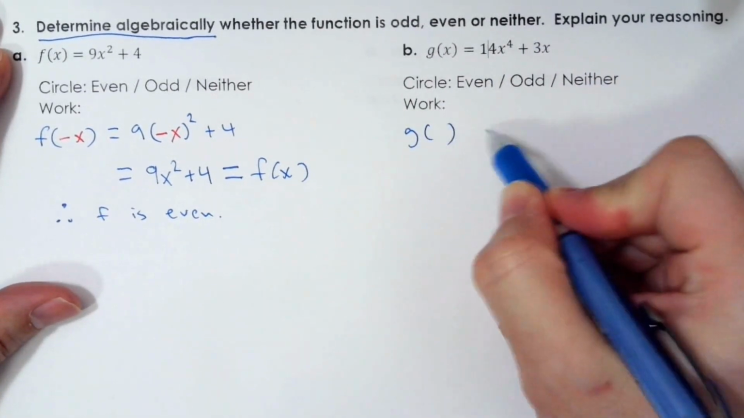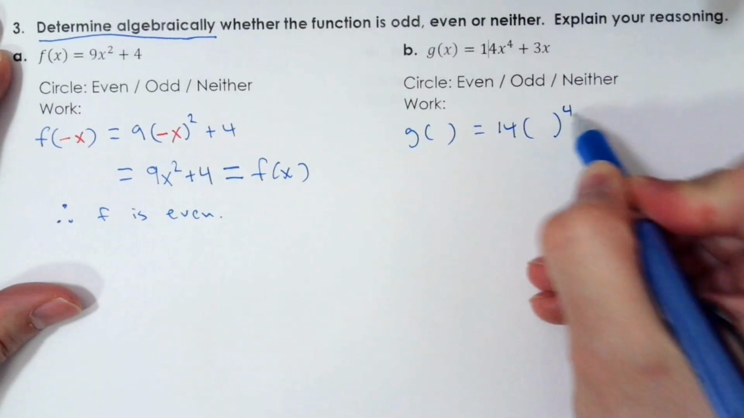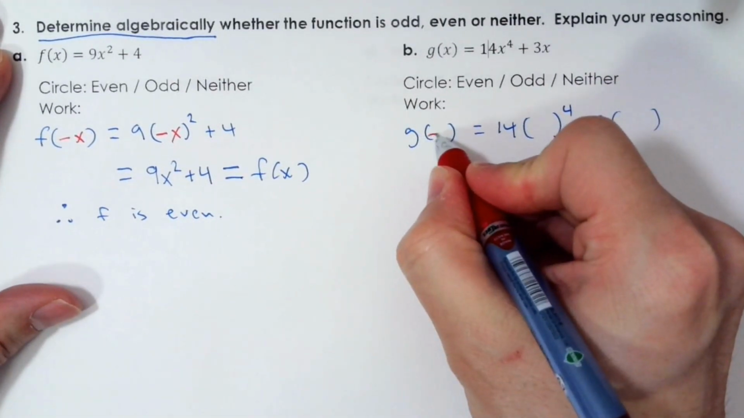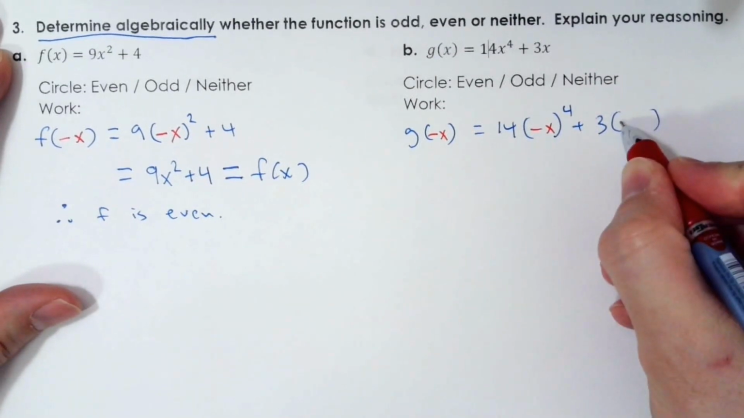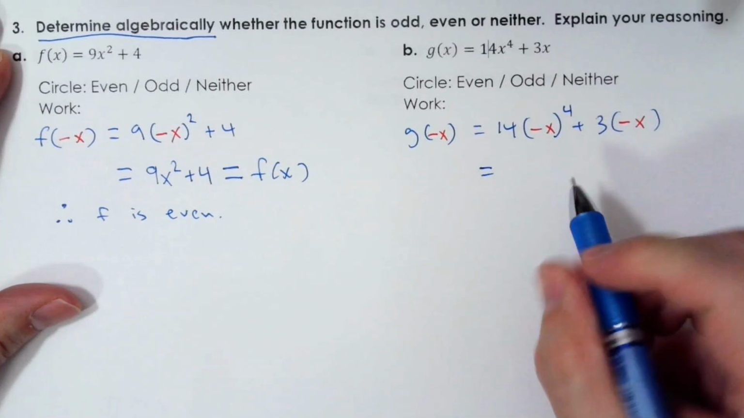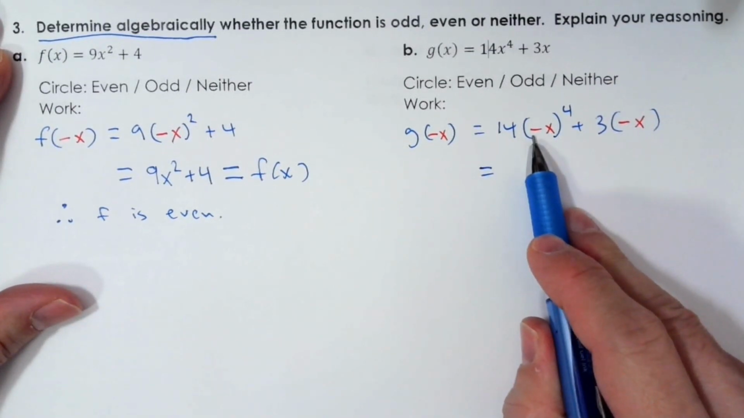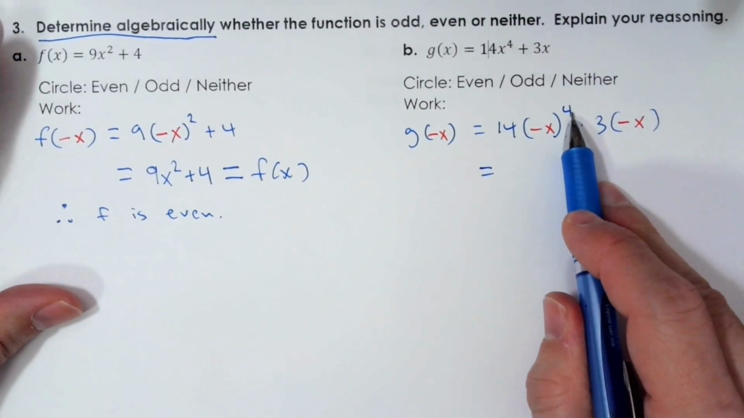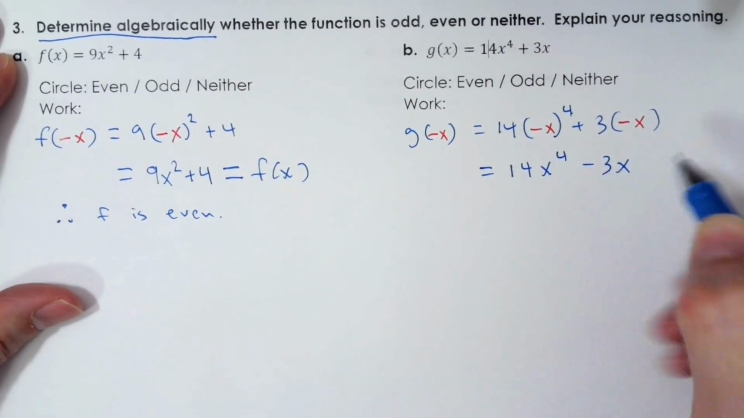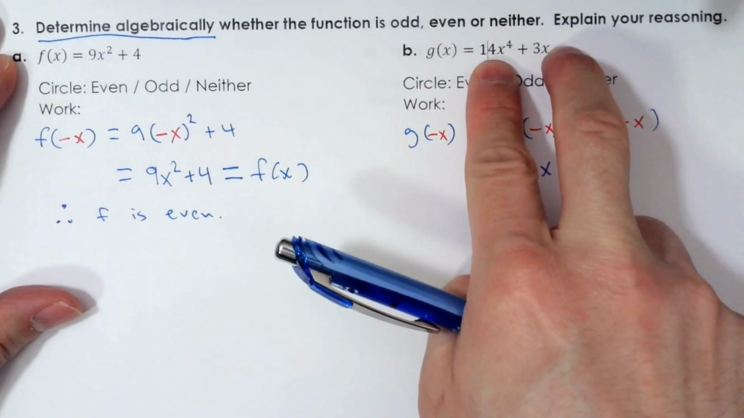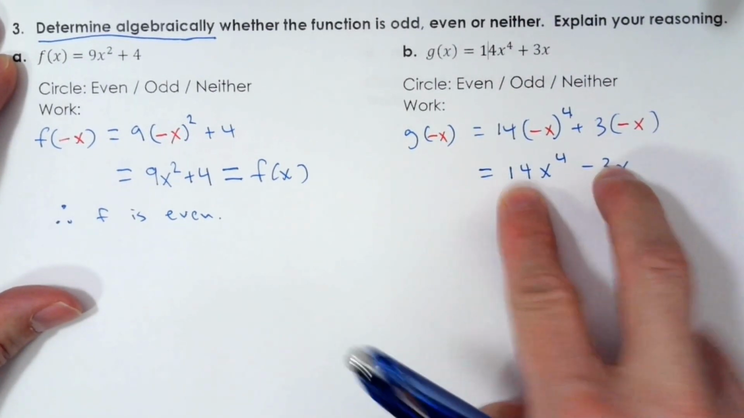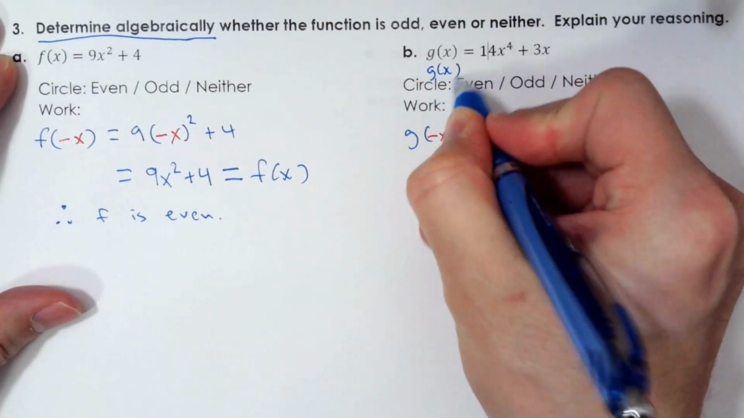So again, we begin by replacing every x with a negative x. So we're finding g of negative x. Negative to an even power is going to come out positive, so this simplifies to 14x to the fourth minus 3x. Now, is this the original function? No.